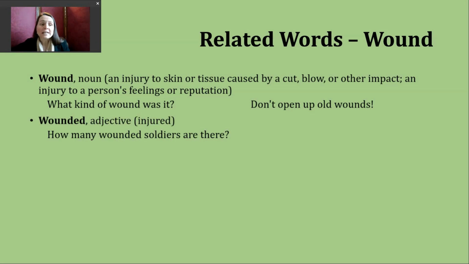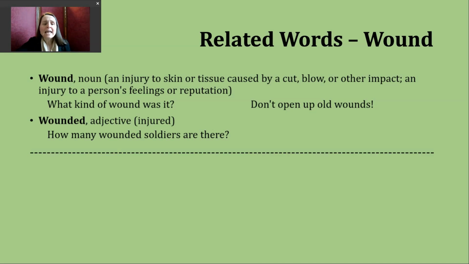You might also hear wounded used as an adjective. I know that we talked about this being the past and the participle form, but it can also be an adjective, and it's used to mean or describe that someone or something is injured. So, an example of this. How many wounded soldiers are there? Right? So maybe we're talking about a particular battle or something else that occurred.